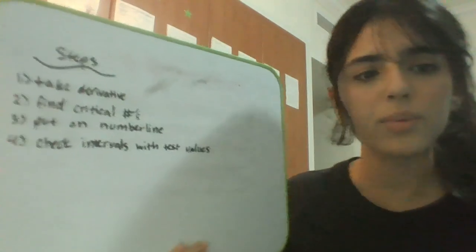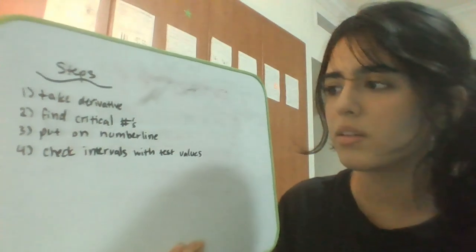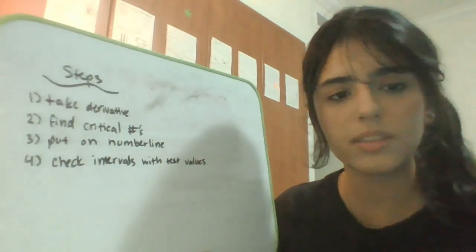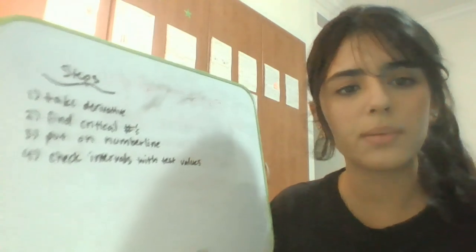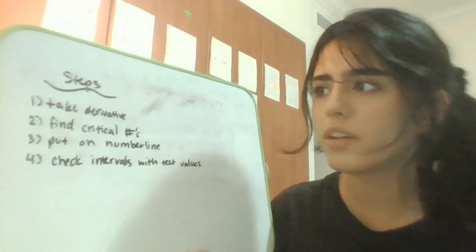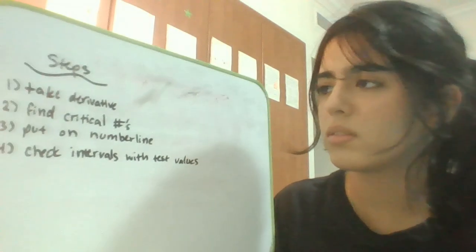Okay guys, so before we start an example, I want to go over the 4 steps that we use to find the increasing and decreasing intervals. And it's very similar to finding the maximum and minimum values in my previous videos. This might be even easier. So let's go over the steps.